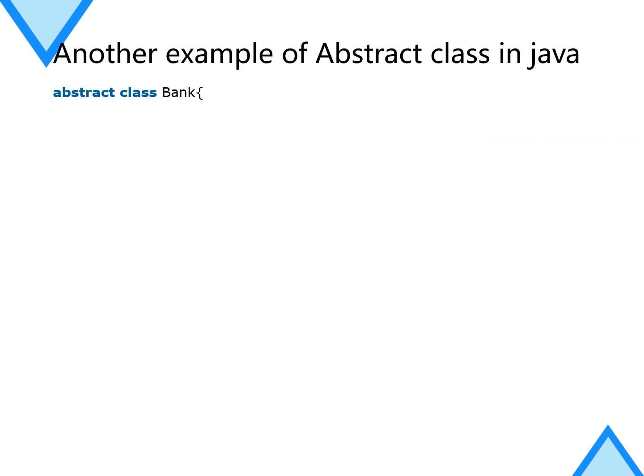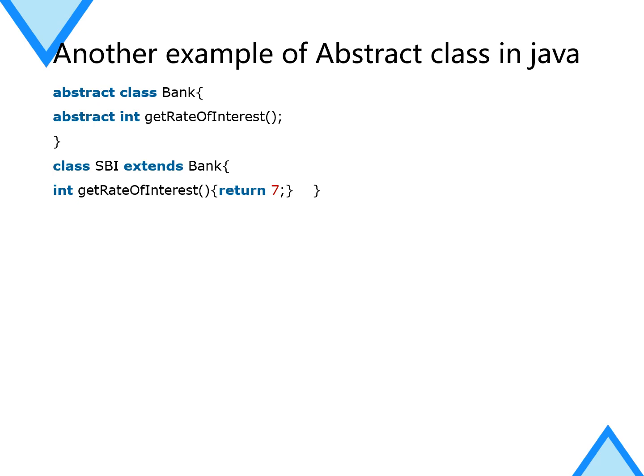This is another example of an abstract class in Java. Bank is an abstract class, and it has one abstract method, get rate of interest. Now we have SBI, which is a subclass that extends the main class bank, and here we implement the get rate of interest method. In the implementation, we return 7 as the interest rate.